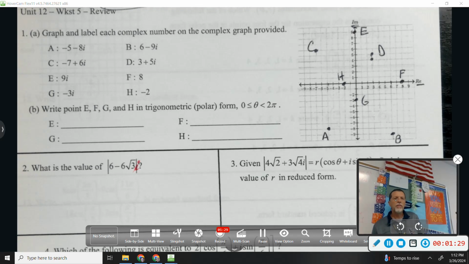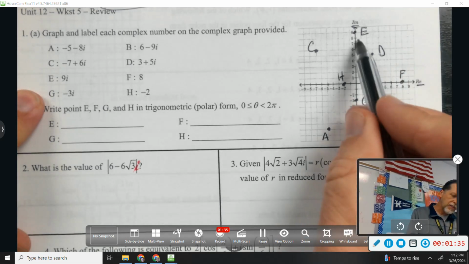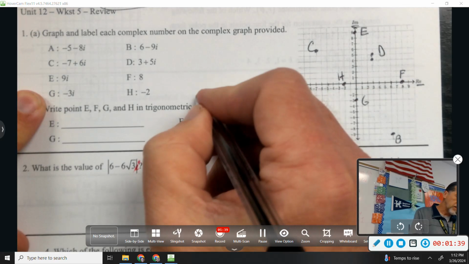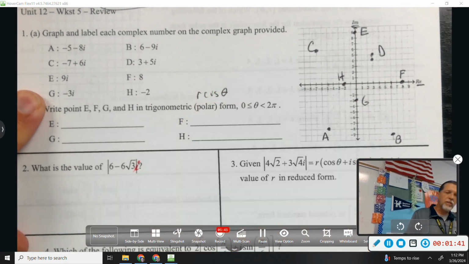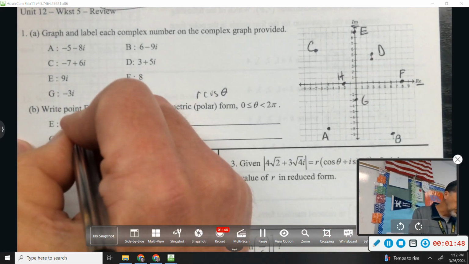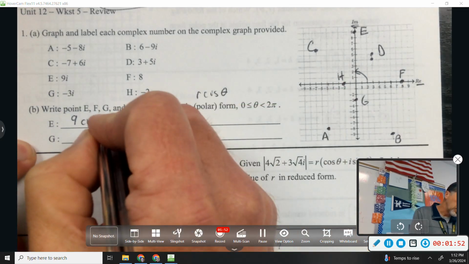And then write points E, F, G, and H in polar form or trig form. So point E is 9i, that's right there. So trig form is r cis theta, so we need an r and a theta. r is how far is it from the origin? Well, it's 9 from the origin, and its angle is pi over 2.